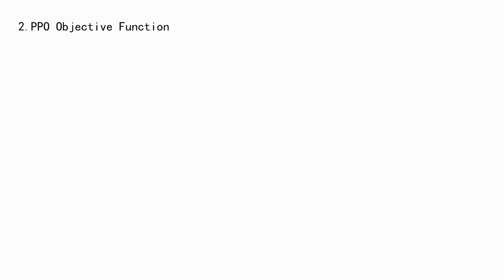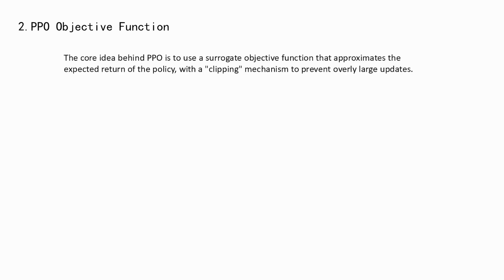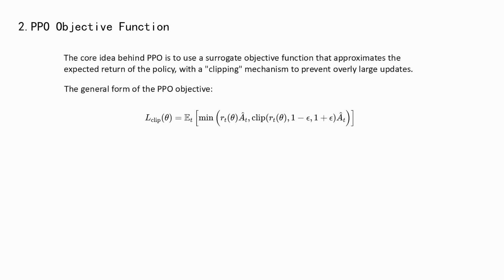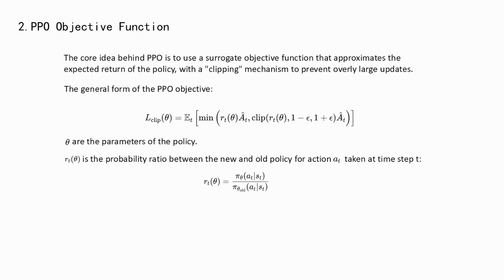PPO objective function. The core idea behind PPO is to use a surrogate objective function that approximates the expected return of the policy with a clipping mechanism to prevent overly large updates. The general form of the PPO objective is as follows. Theta are the parameters of the policy. r_t is the probability ratio between the new and old policy for action a_t taken at time step t.